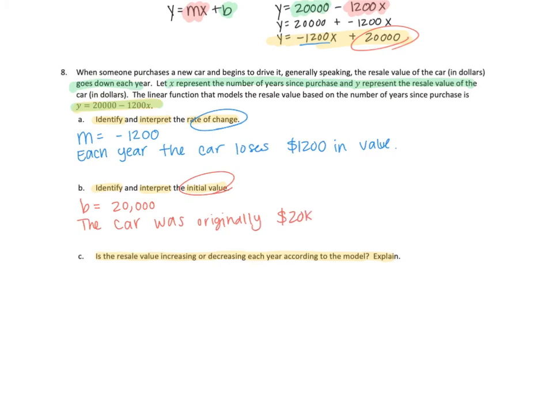C says, is the resale value increasing or decreasing each year? It is decreasing. It loses value each year. It's worth less. Specifically, it's worth $1,200 less. Which means that if we were to graph this, we would start at $20,000 up here, and it's just going to slowly lose value until one day it's worth nothing. Our slope is negative. Okay, please make sure you have this down before we move to the next slide.